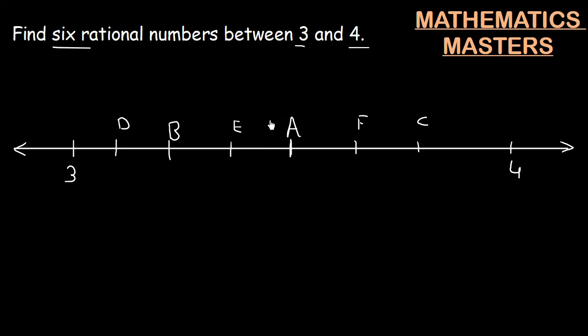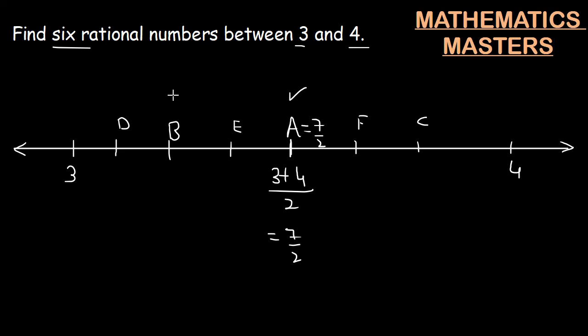So let us first find the rational number A. Simply because it is in the middle of 3 and 4, that means the value of this rational number would be the average of the two. Yes, that means (3 plus 4) upon 2, the average. Simply that would be equal to 7 upon 2. So my first rational number would be 7 upon 2. Our task A is done.